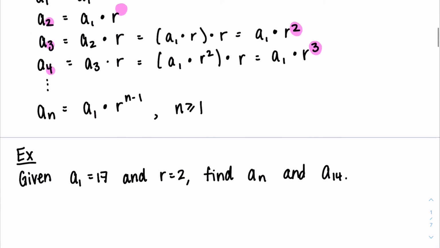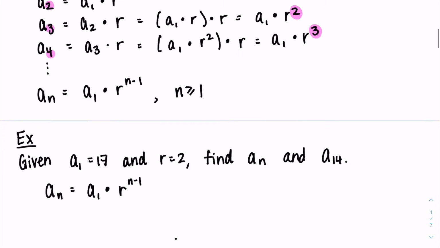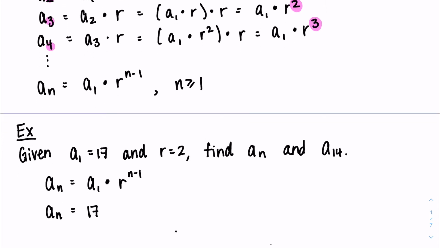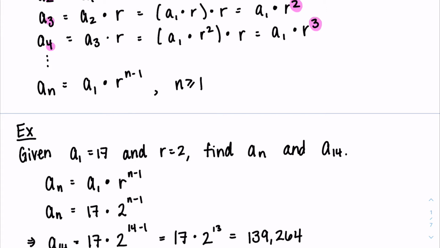Now, given my first term and that common ratio, let's find the general term and the 14th term. I don't need to go through and figure out all 13 terms before it. My general formula is this: we replace a1 by 17, and your r is 2, so you get 2 to the n minus 1. If you want the 14th term, that'll be 17 times 2 to the 14 minus 1, just 17 times 2 to the 13, which is a very large number. It's 139,264.